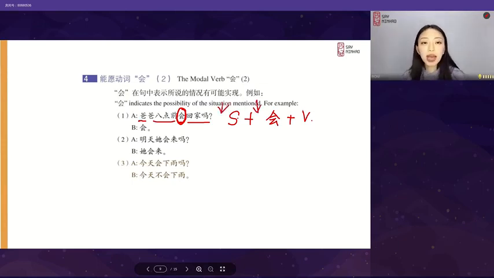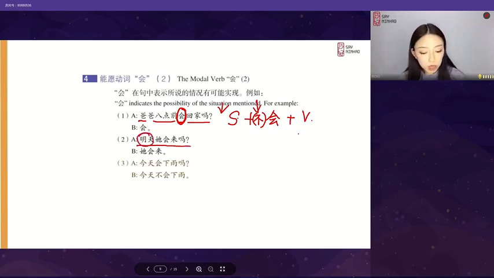So we can say 八点前爸爸会回家吗? Or 爸爸八点前会回家吗? These two are both right. But just don't put 八点前 after 会 or after 回家, okay? And if I want to express the negative form of it, then you just put 不 before 会.